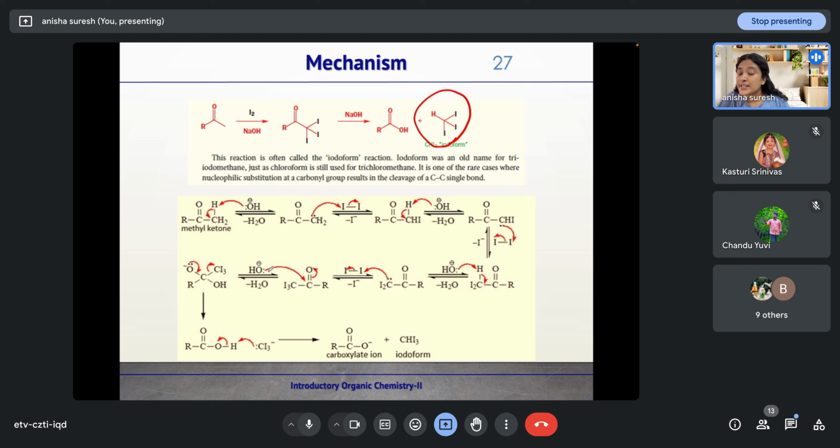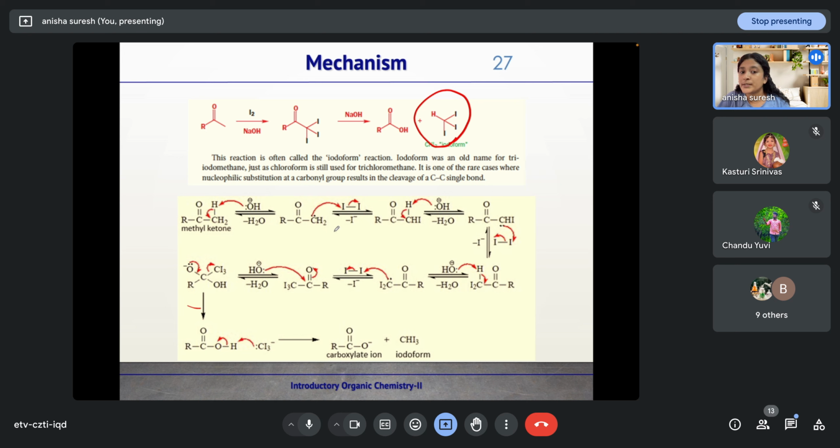Now again, the OH can undergo nucleophilic addition to this carbonyl compound, leading to formation of this tetrahedral intermediate. Once this O minus falls back, CI3 minus will be removed. That CI3 minus can abstract the proton from the OH, leading to formation of iodoform and this carboxylate ion. So this is the mechanism of the iodoform reaction.